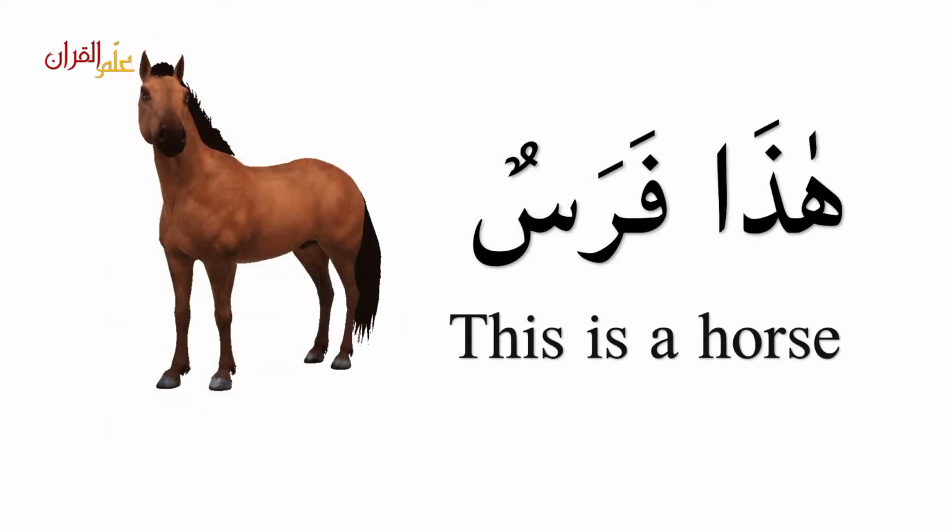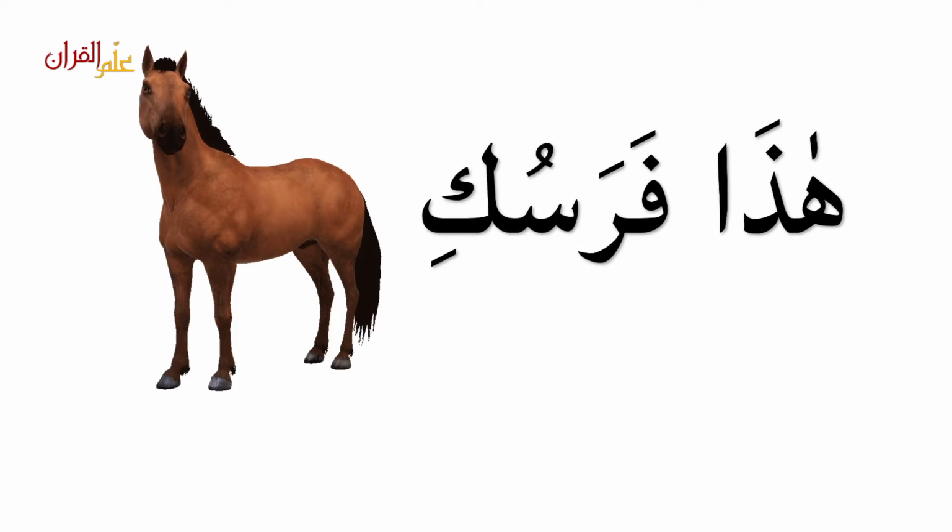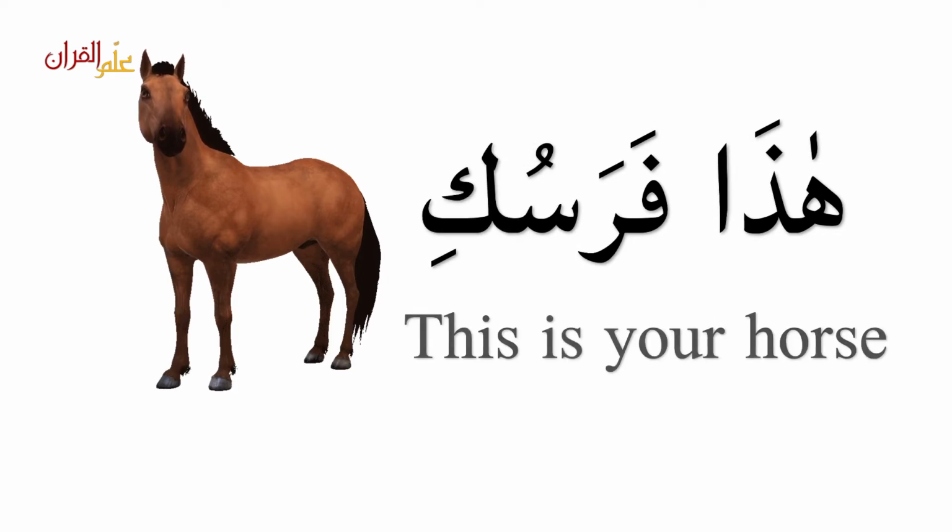هذا فرس, this is a horse. هذا this, فرس, a horse. هذا فرسك, this is your horse, speaking to a female. The kaf at the end with kasra indicates you're speaking to a female. هذا فرسك, this is your horse.